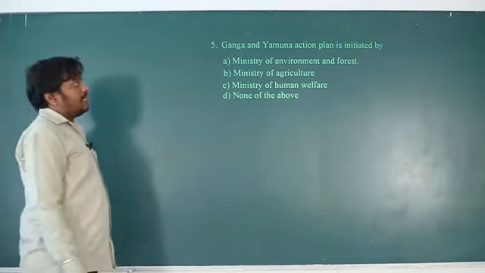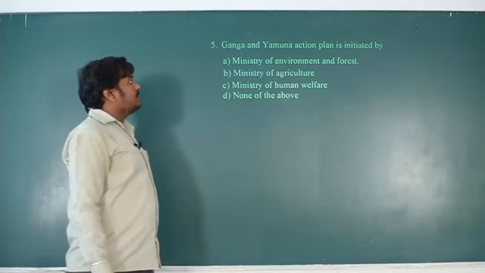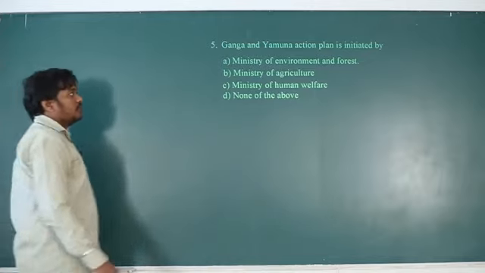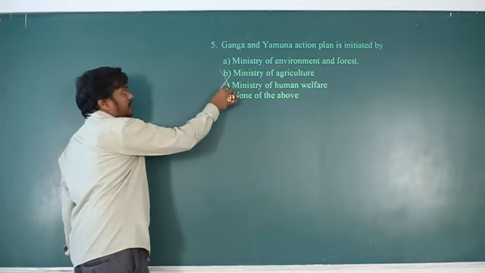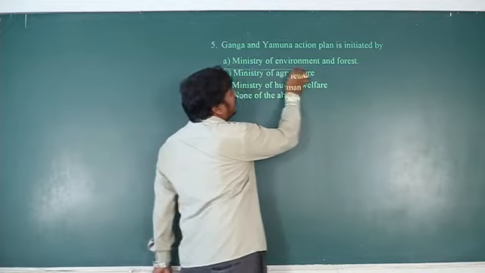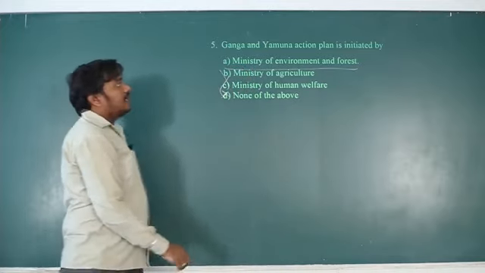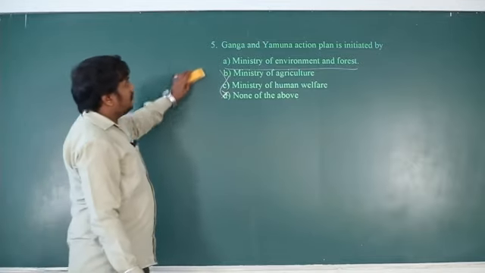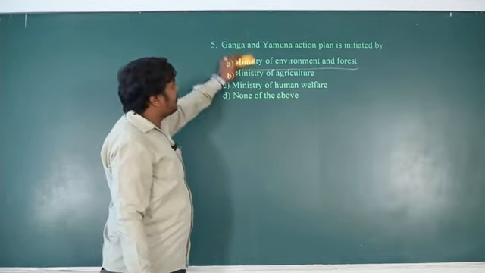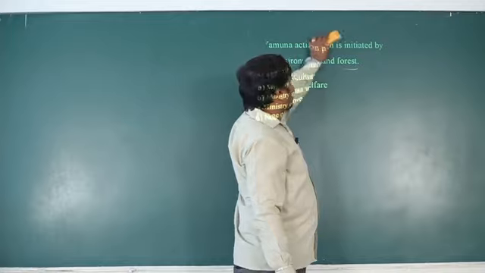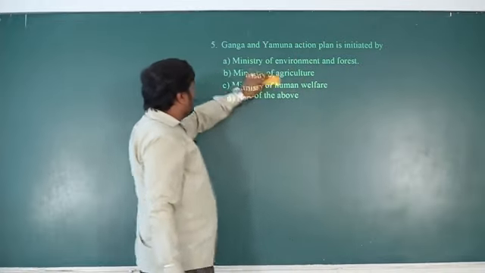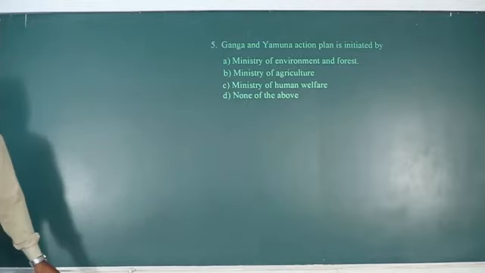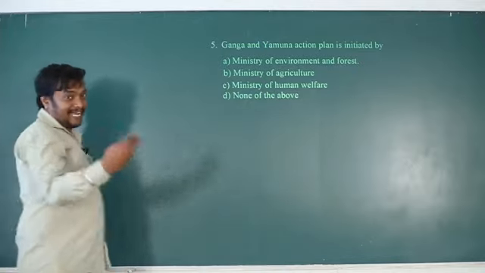The Ganga and Yamuna Action Plan is initiated by: Minister of Environment and Forest, Minister of Agriculture, Minister of Human Welfare, none of the above. So these are all the options. The Ministry of Environment and Forest initiated the Ganga and Yamuna Action Plan to clean the rivers. No Ganga and Yamuna actions have cleaned the Ganga river as of now, but COVID cleaned it clearly. COVID made the Ganga river cleaner than any action plans.